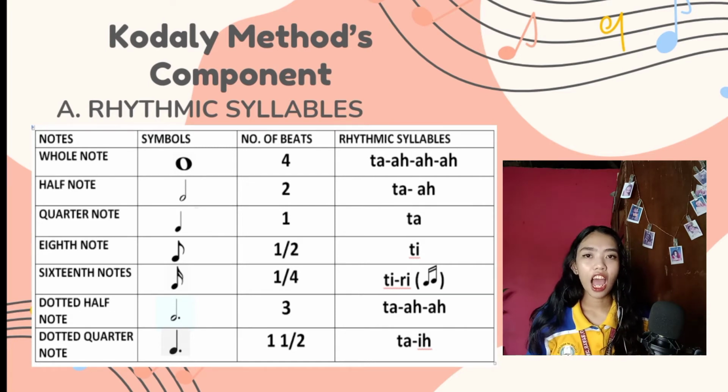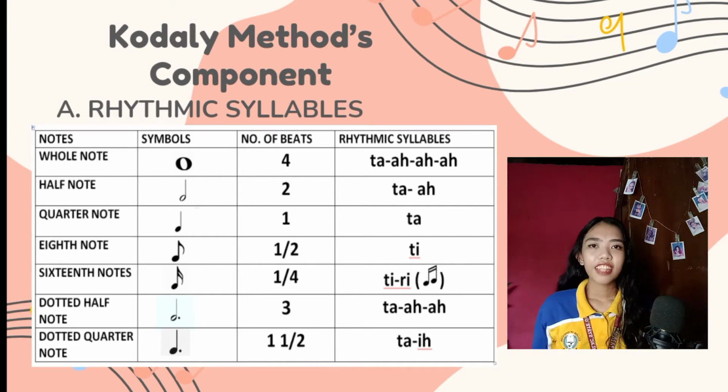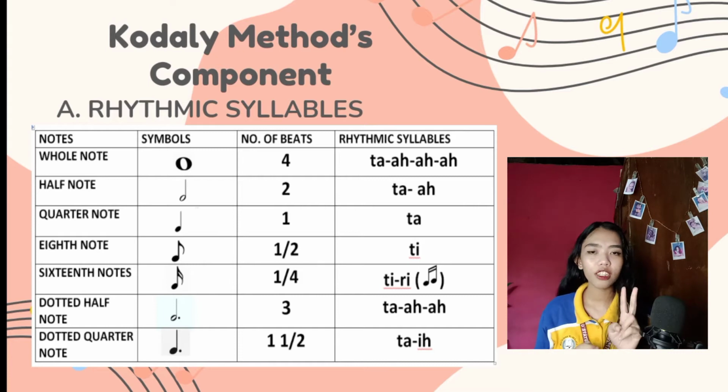Second note is half note. So it has 2 beats. And its rhythmic syllable is ta. Ta. Not ta ta. 2 counts siya na di putol yung sound. Next is the quarter note. So it has 1 beat and its rhythmic syllable is ta. So if there is 2 quarter notes, it's ta ta. If we have 3, ta ta ta. If we have 4, ta ta ta ta.